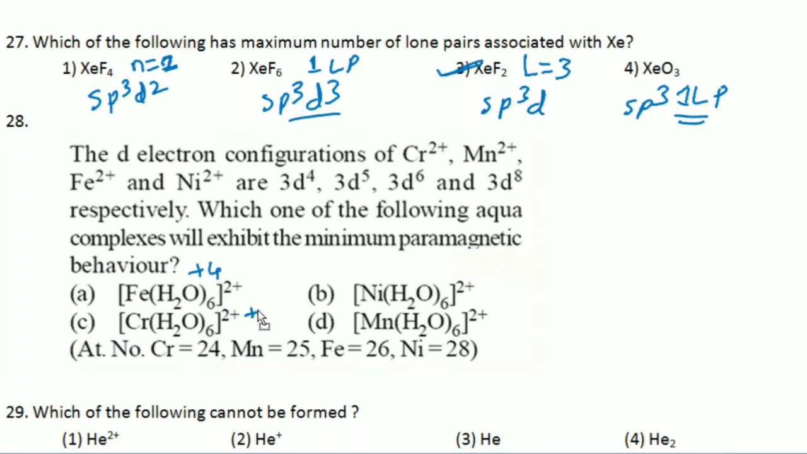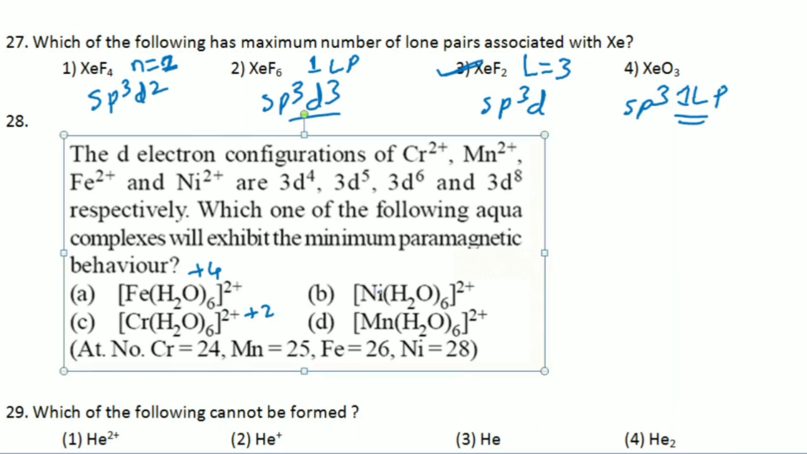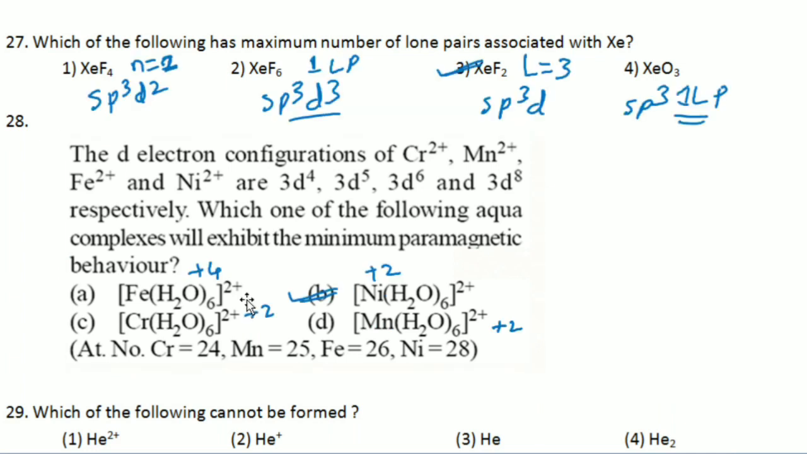Chromium is in plus 2 oxidation state. Nickel is in plus 2 oxidation state. Manganese is, remember, in plus 2 oxidation state. In this case, Fe plus 4 means 4 unpaired, here also 4 unpaired, but nickel is having only 2 unpaired, Mn is having 5 unpaired, so the answer for this question is D, 2 unpaired, so less paramagnetic behavior.